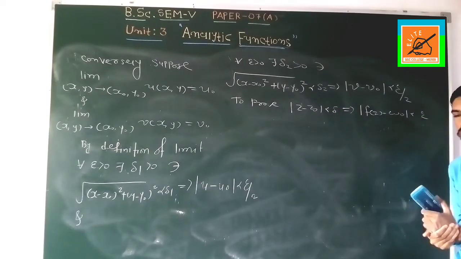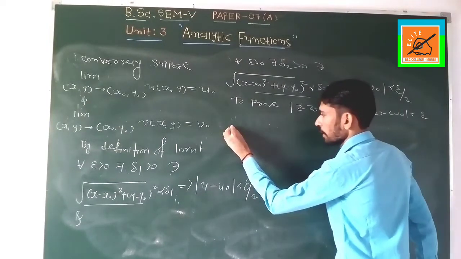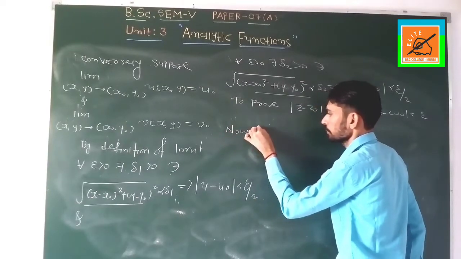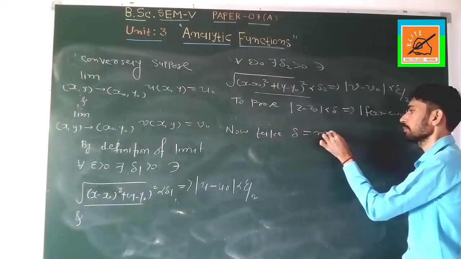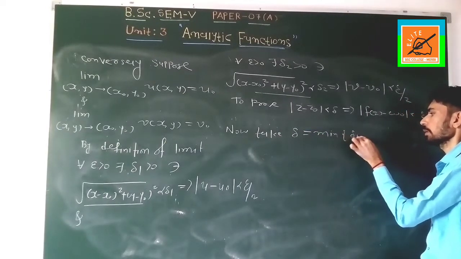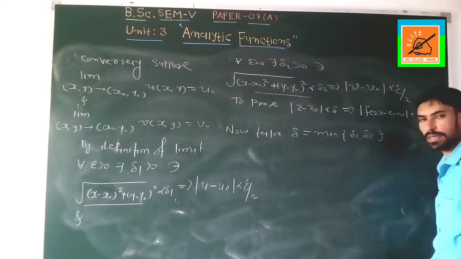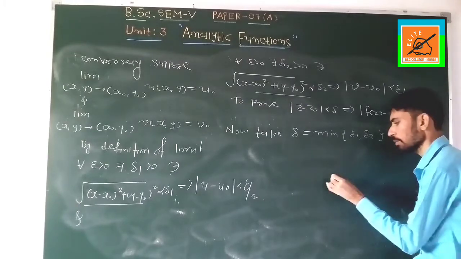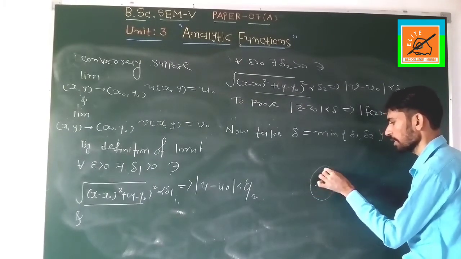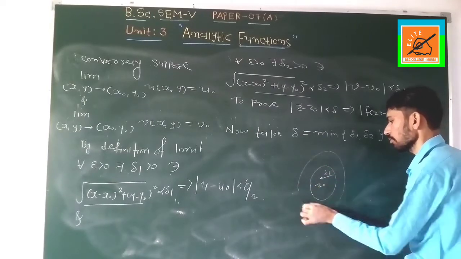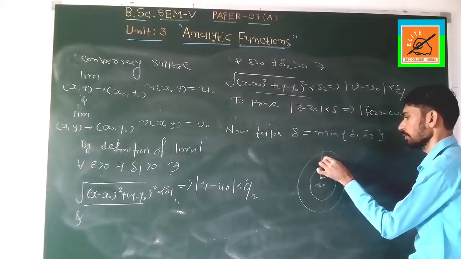less than epsilon. Now we take here delta is equal to minimum between delta 1 and delta 2. Why we choose the minimum? Suppose this is the z0 and this is the neighborhood of z0 with the radius delta 1 and this is the another neighborhood of point z0.